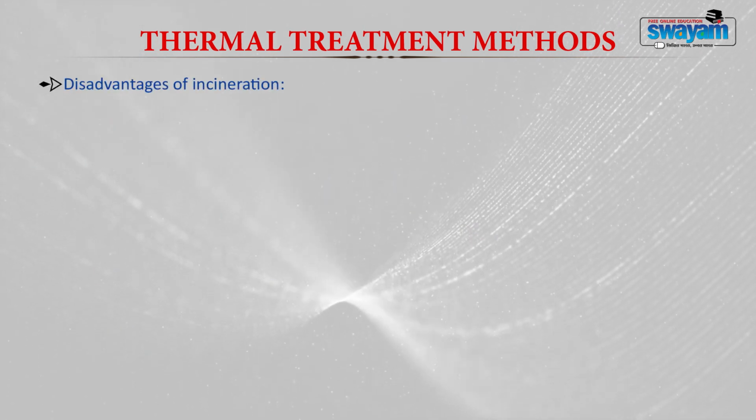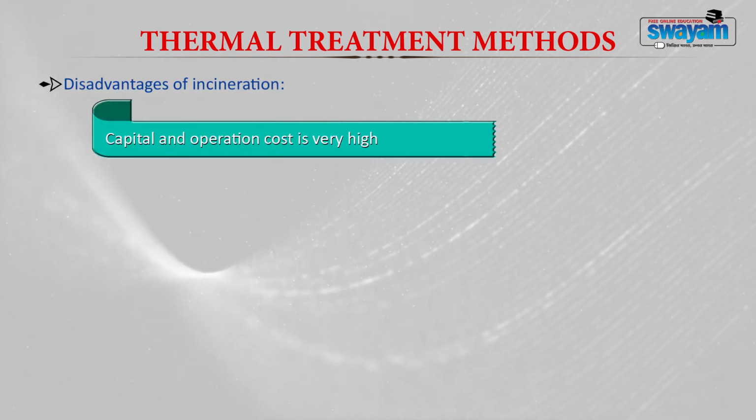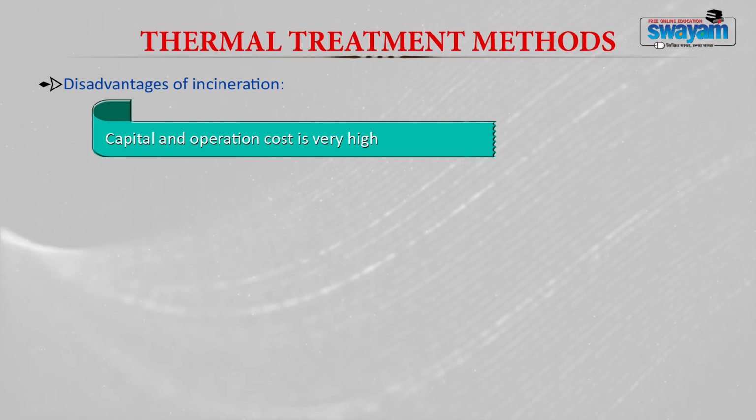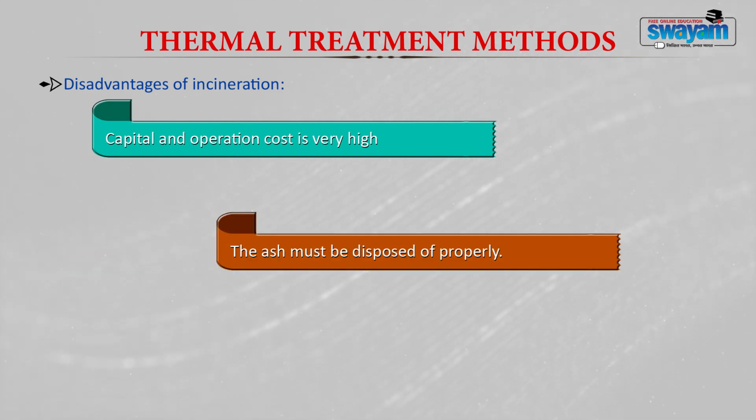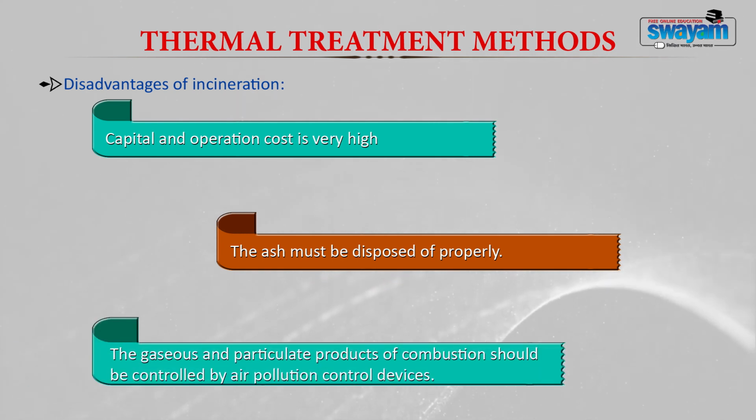Now, what are the disadvantages of incineration? One, it involves a high capital and operation cost. The second one is the ash, because it has to be disposed of properly. Now, the gaseous and the particulate products of combustion should be controlled by air pollution control devices.